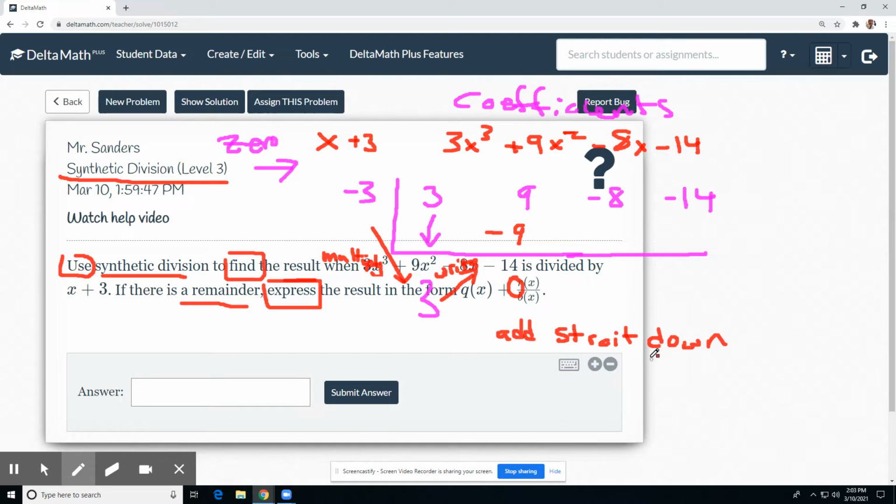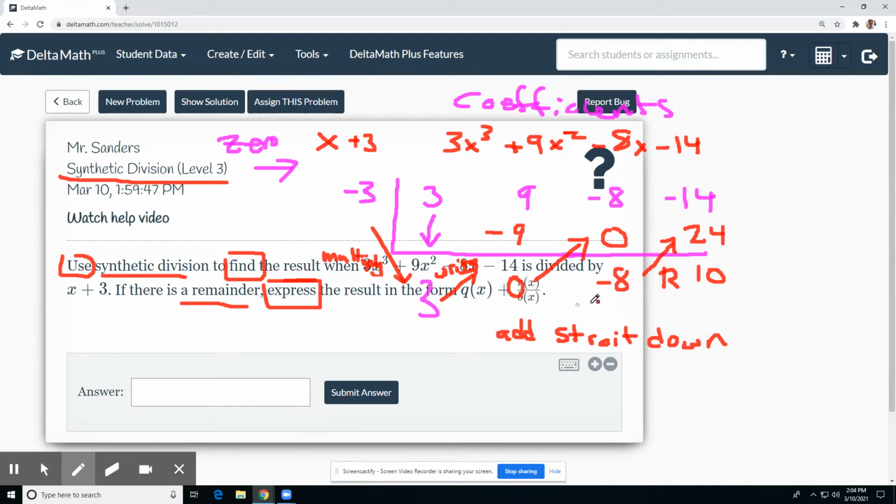And then we repeat the process. So -3 times 0 is 0. Add straight down, I get -8. -3 times -8 is positive 24. Then we add straight down, and I would get 10 as our remainder. That's the remainder here. Okay.